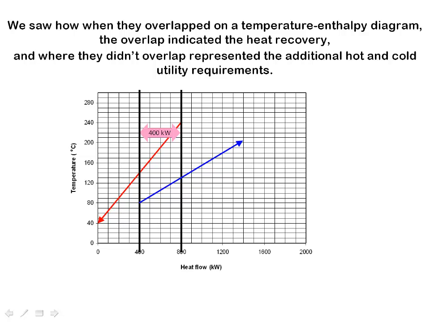So our cold stream, having come out at 110 degrees, still needs to heat up to 205. That requires an additional 600 kilowatts of heat, and that's supplied by hot utility, for example, steam condensing at 240 degrees C. Similarly, our hot stream, having come out at 140 degrees, still needs to cool down to 40 degrees C. We achieve that using some cold water, which takes away 400 kilowatts of heat. So where they don't overlap gives us the remaining requirement, or the targets, for hot and cold utility usage.